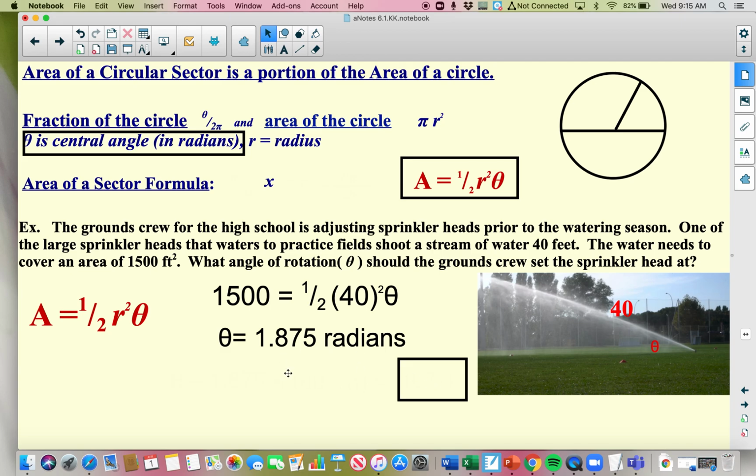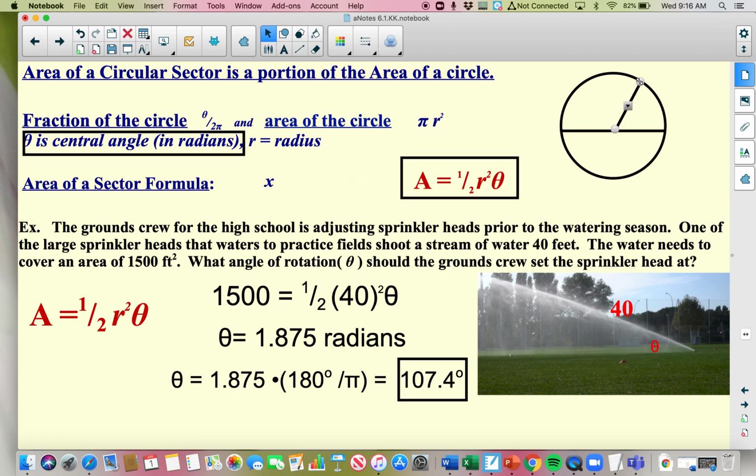And that's in radians, which is completely fine because remember, your angle is always in radians. But if I told somebody, hey, go set the sprinkler head to 1.875 radians, that wouldn't be helpful because you can guarantee that it's probably measured in degrees. So just to make sense of that, I'm going to convert this radians to degrees. So I'm going to multiply that by 180 over pi, and that sets my angle to 107.4.